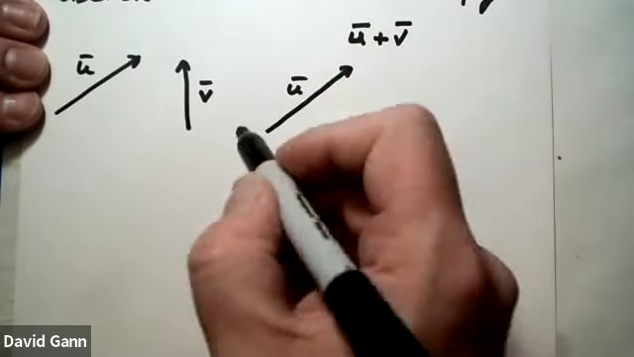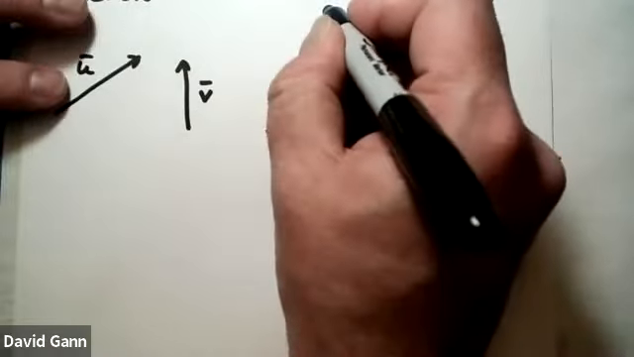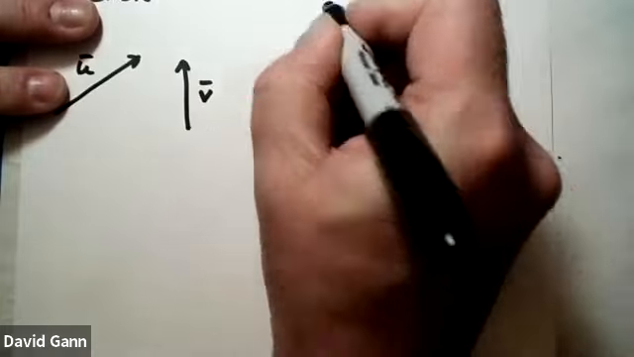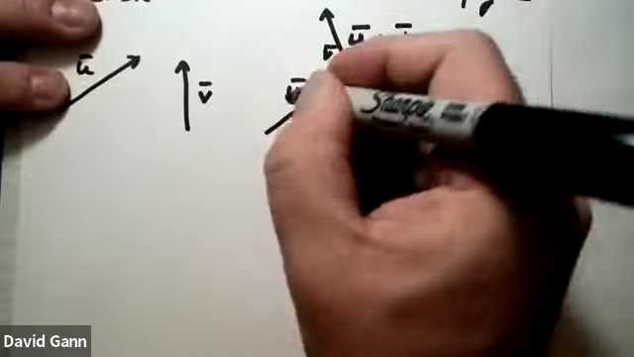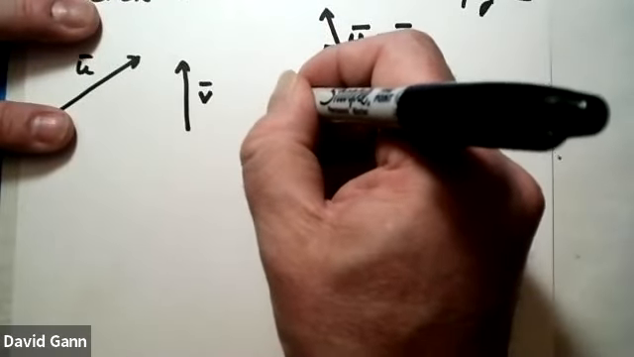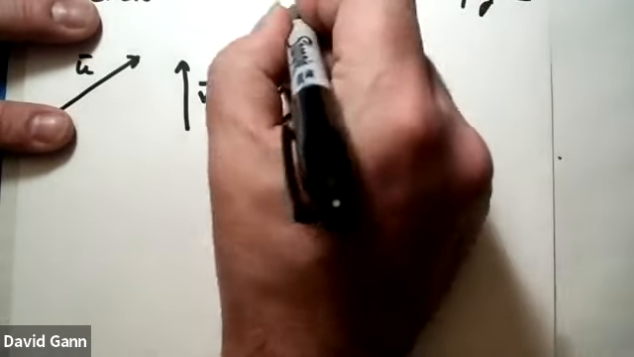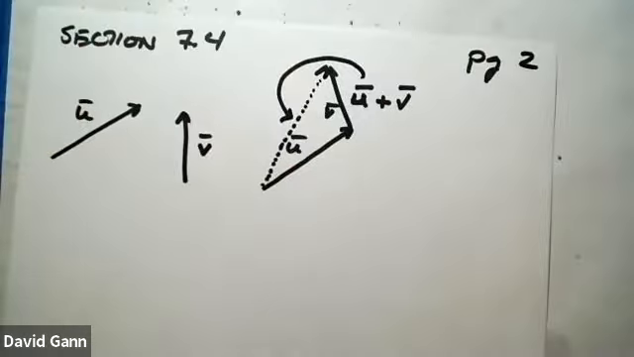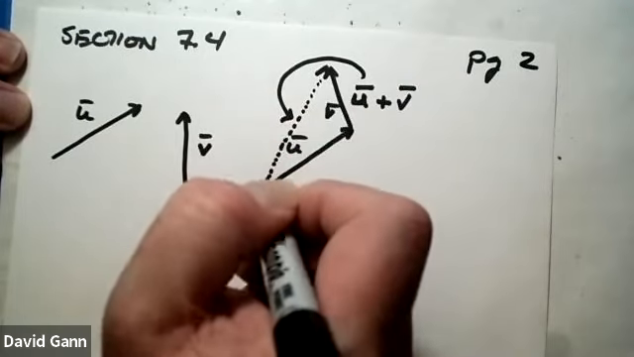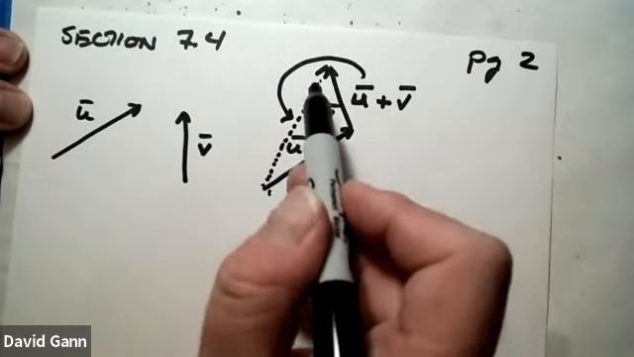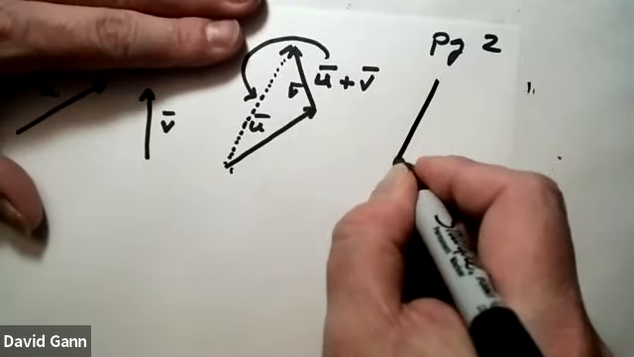So here's u plus v. I start with u, and then I tack on v after the fact. Probably shouldn't have put that right there, because this long vector here becomes u plus v. So we have u, v. The net result is you start from the tail of the first one and go to the tip of the second one. And so the net result is that u plus v looks something like this.